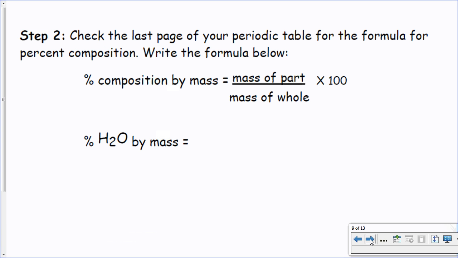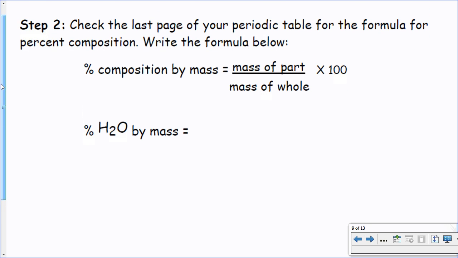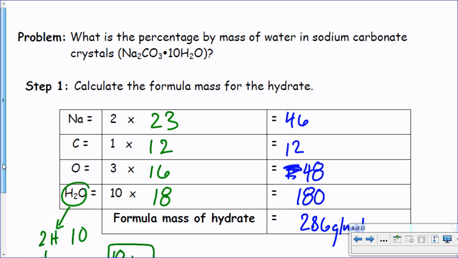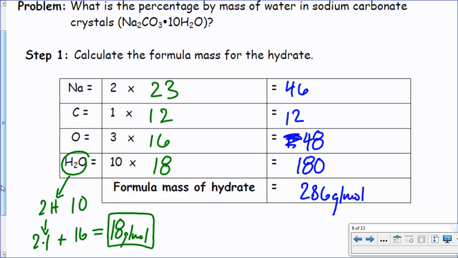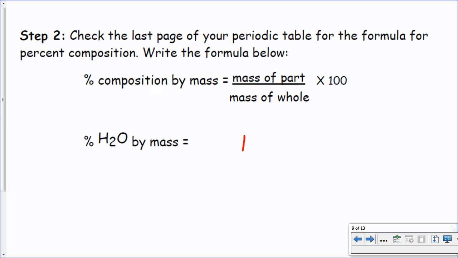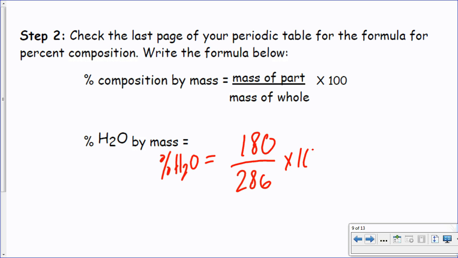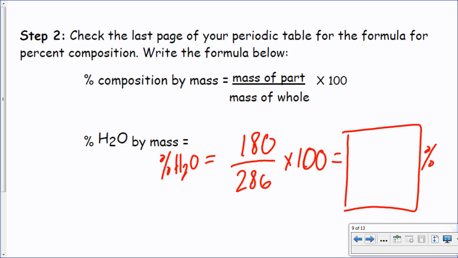The second step is like every other second step for percent composition. You've got to take the part that's water and divide it by the part that's the whole and multiply by 100. So we're looking back here. The part that's due to our water here is 180 grams, right there. And the whole is 286. So percent by H2O equals 180 divided by 286 times 100, and that gets you the answer. I want to see that calculated out for credit on your homework.